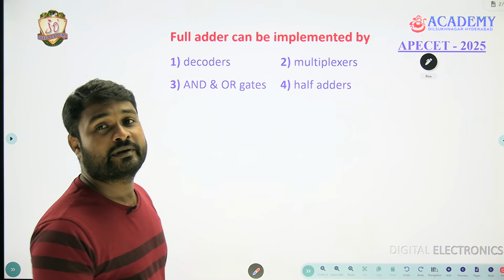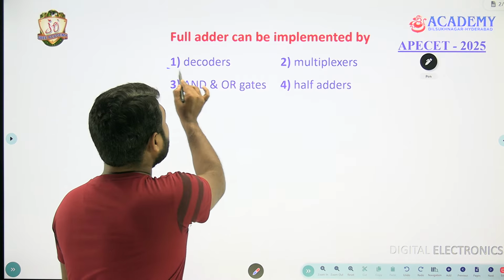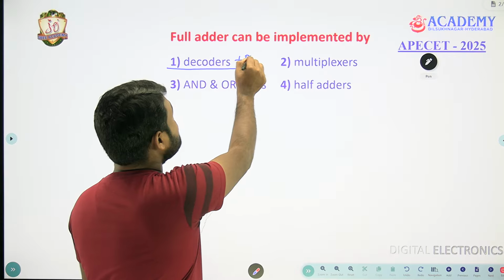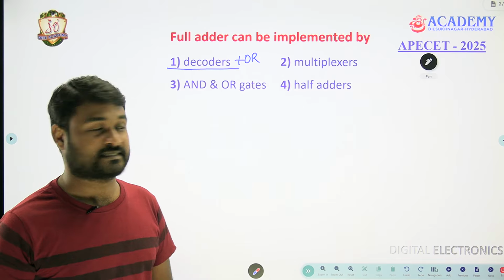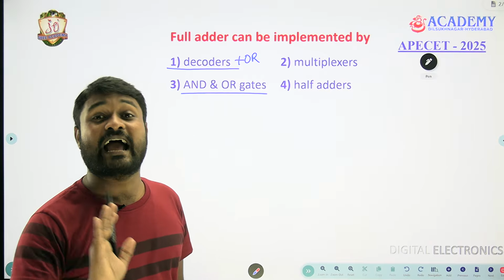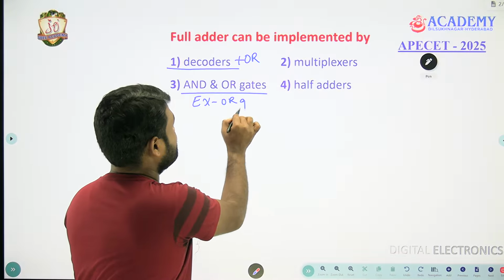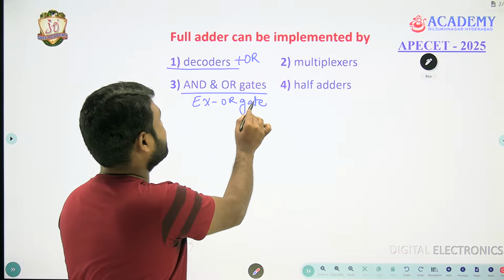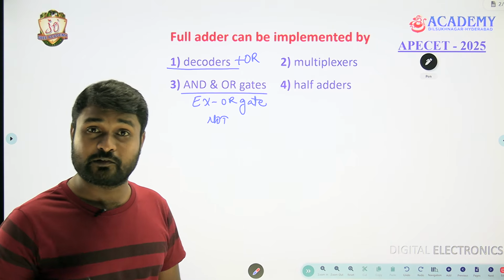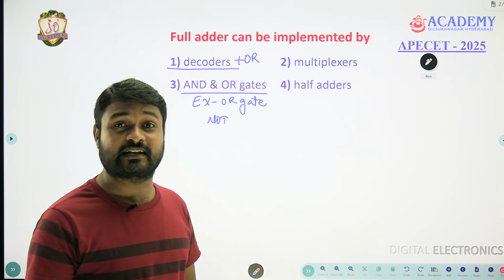Full adder can be implemented by which way? He asked this question. Please go through. Decoder alone, you cannot realize a full adder. You need plus one OR gate also. Then you can realize. With AND gates and OR gates, never can you realize a full adder. You need an extra XOR gate also here. So XOR gates, OR gates and NOT gates are also required. Then you can realize a full adder.